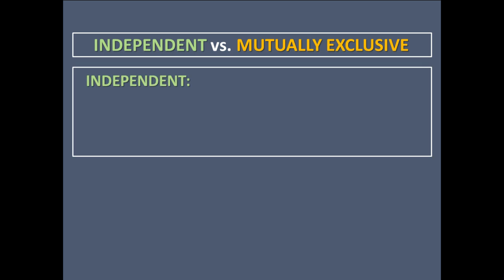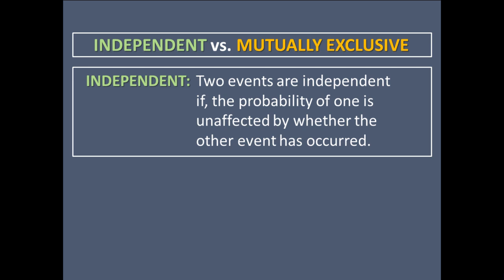Now, we looked at independent in our last lesson, and we learned that there is a test for independence, comparing the probability of A given B to the probability of A. Another way of saying what we actually did mathematically there is that two events are independent if the probability of the one is unaffected by whether the other thing has happened or not. So if the outcome of one event does affect the outcome of the next, then those events are not independent.